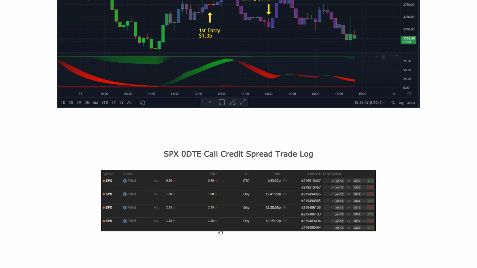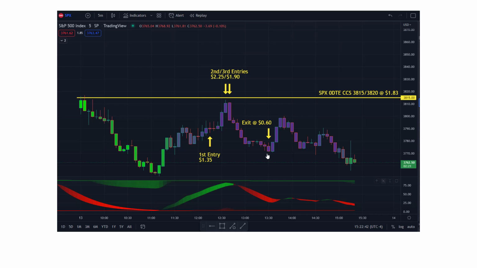Here's a quick look at the credits, and this is from Tastyworks. One trade, 1.35, 2.25, 1.90, and I did a full exit at 1:33. So we started at 12:15, and 1:33 is about an hour and 15 minutes. So I want to talk a little bit about the blueprint and the exit. Again, I exited around 1:33. That is right in this candle. This is the 1:30 candle, and I exited inside of that.